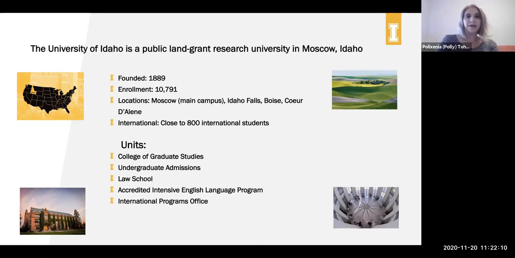The main unit that we work in is the College of Graduate Studies, where the Graduate Admissions Office is located. Undergraduate admissions is a separate office in a separate building. The law school conducts its own admissions. We also have an accredited intensive English language program, which allows us to extend conditional admission to international students, and an international programs office. These are generally the offices and stakeholders that we coordinate with on some admissions policies. If you wouldn't mind going to the next slide.